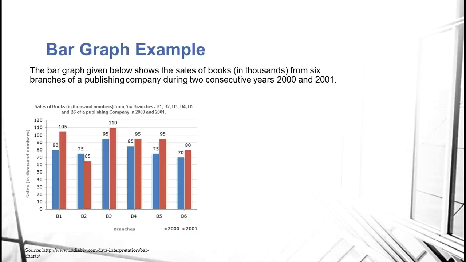Sometimes you might even be asked, what's the first thing that stands out to you? Or what's most surprising? Or what impression do you have the second you look at this graph? So be sure you're comfortable answering questions like that. In this example, we start with the bar graph, so the most common type. A bar graph given below shows the sale of books in thousands, very important again to note your units, from 6 branches of a publishing company during 2 consecutive years, 2000 and 2001.